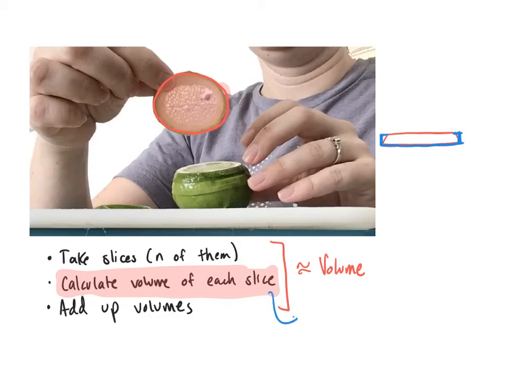So when we're calculating the volume of each slice, we're going to do a base area, and we're going to multiply that by the height, or we could call that the slice height. That's going to turn out to be like a delta x or a delta y.